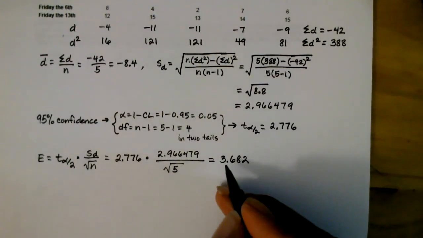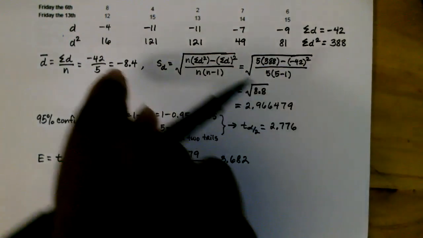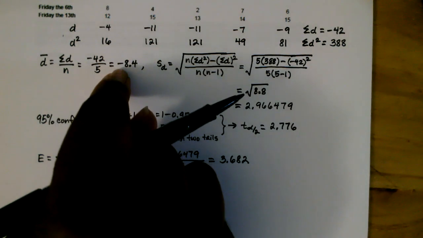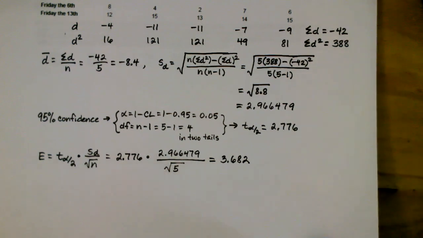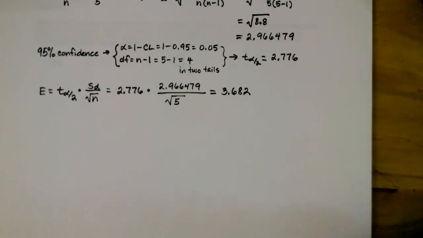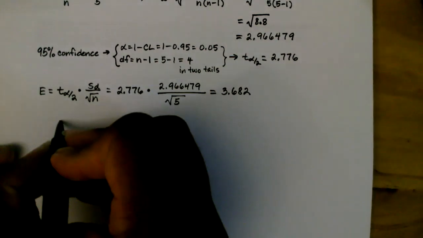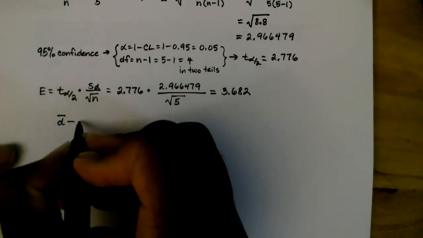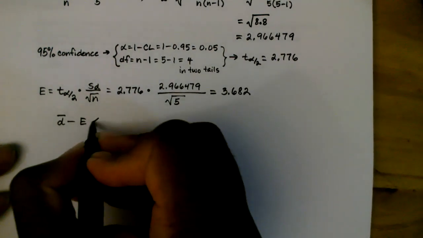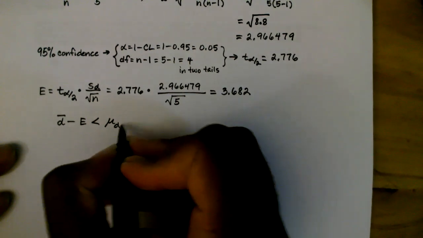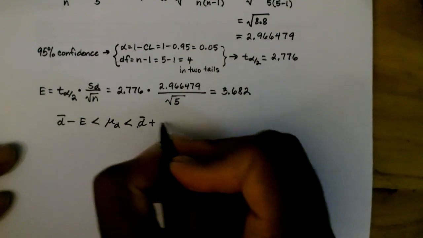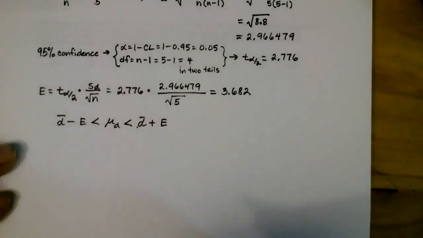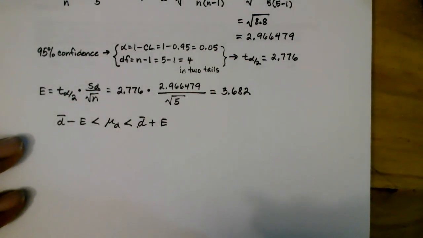All right. Now I know what my margin of error is, and I also know what D bar is. That's the mean of my differences. I can use the confidence interval. That format is this: D bar minus E is less than mu sub D, and less than D bar plus E. So all I have to do there is just do some substitution here.